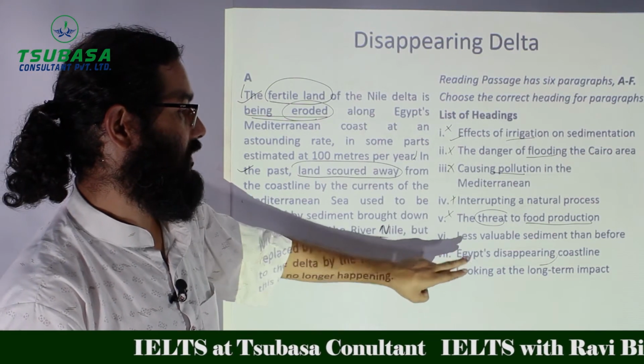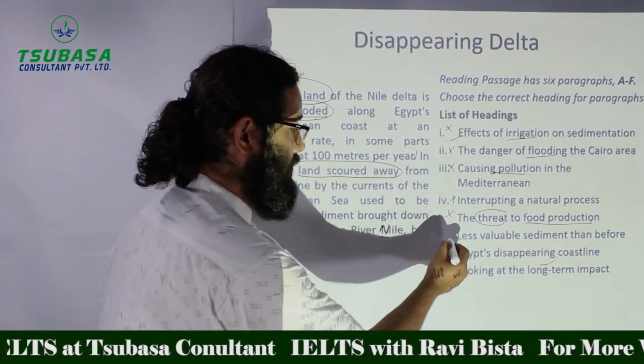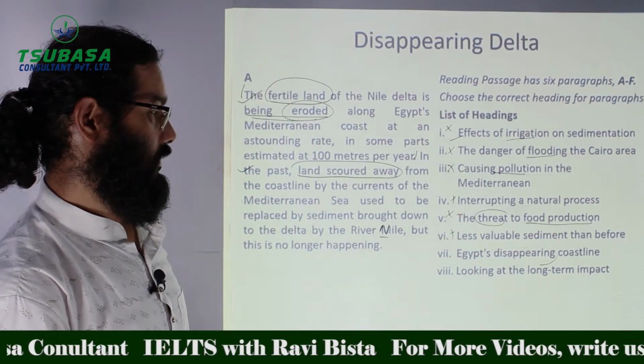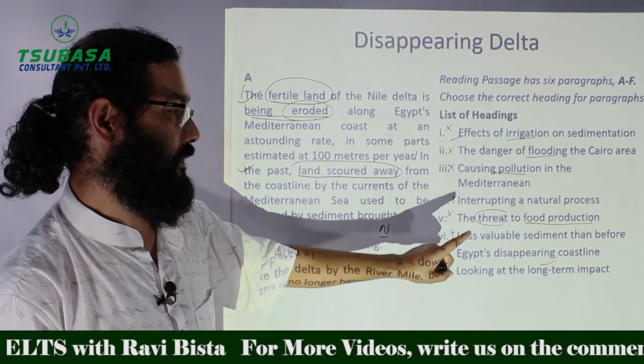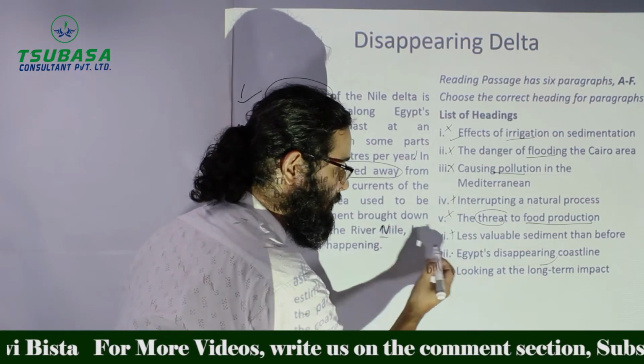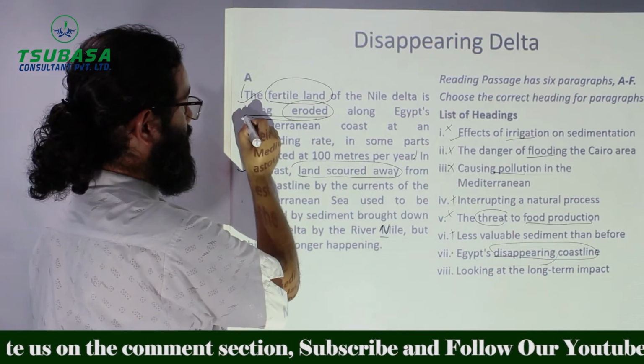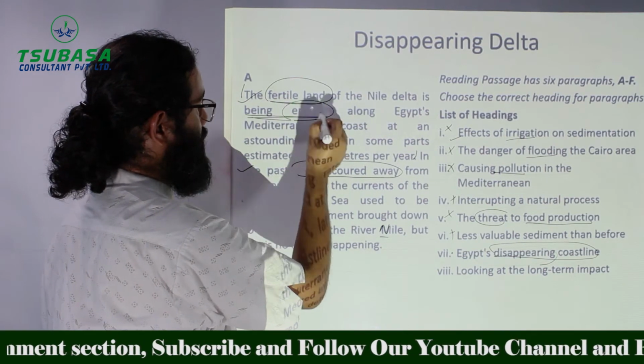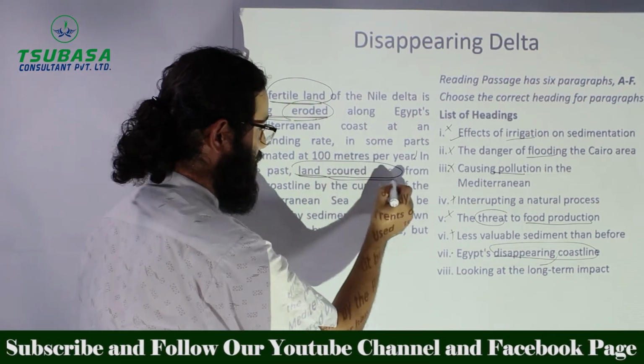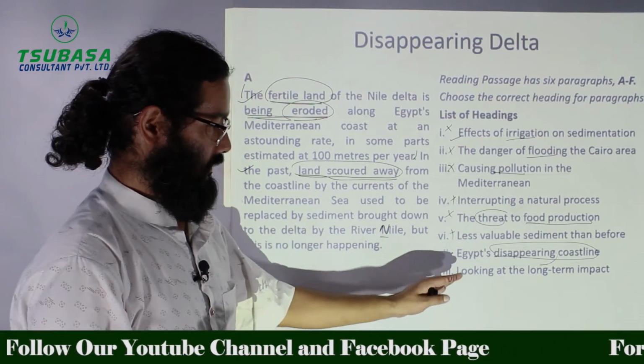Less valuable sediment than before. So this cannot be an answer. So Egypt's disappearing coastline. Let's keep this. It says disappearing coastline. The fertile land is being eroded. Land scoured away. So let's keep this.